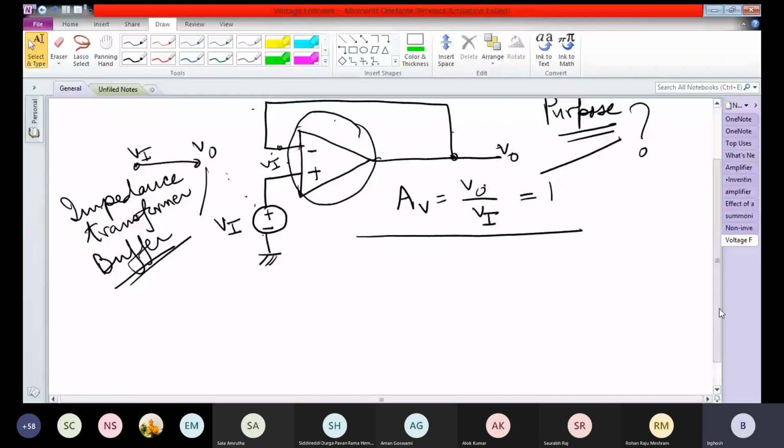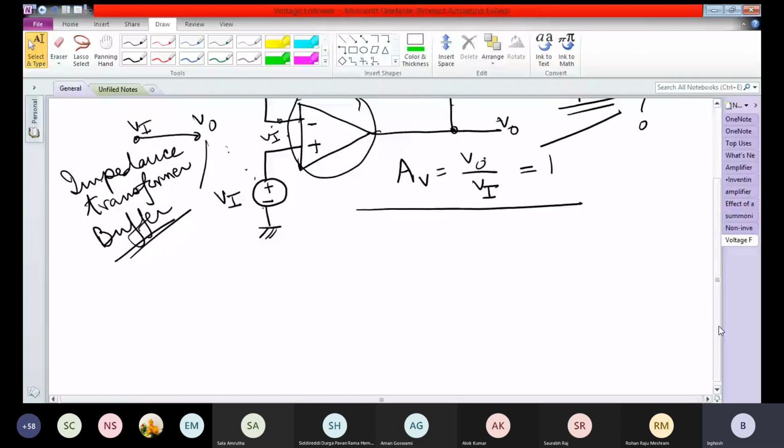Imagine that I have a signal source with a very high output impedance, and it is driving a load with a very low load impedance or a load resistance. Say I have a voltage source Vi. I told you normally it is expected that the output impedance of a signal source be very small. But let us say things are not in my control. It may be a transducer.